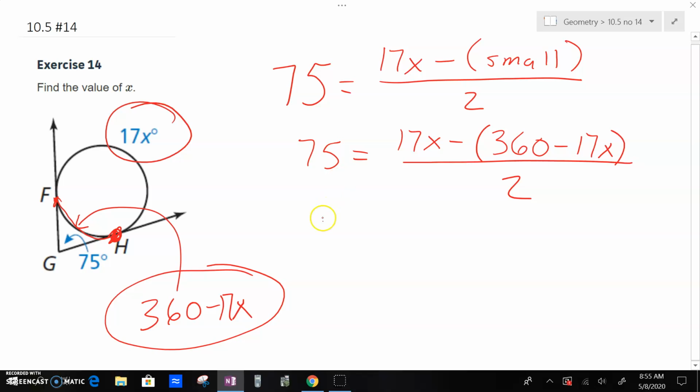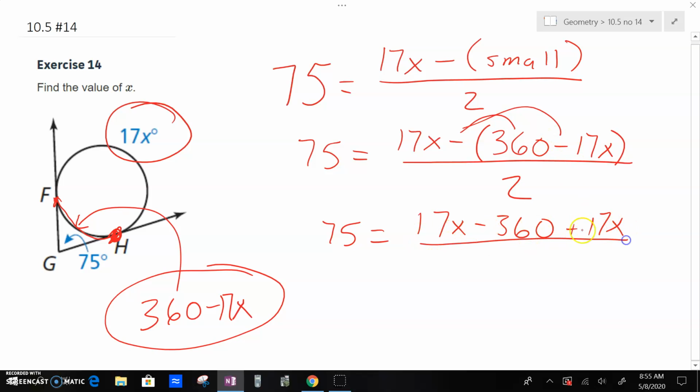And then when we solve this, we're going to distribute the negative through to both pieces. So we have 17x minus 360 minus a negative, so that's plus 17x, all over 2. And then I've got 34x minus 360 all over 2.